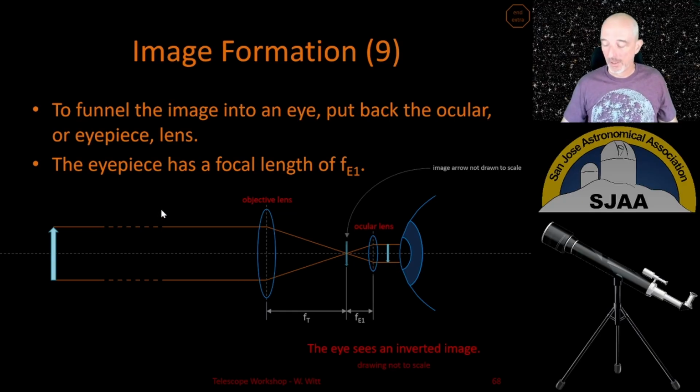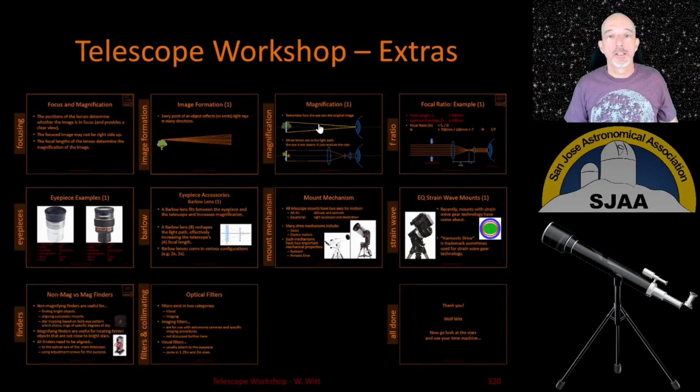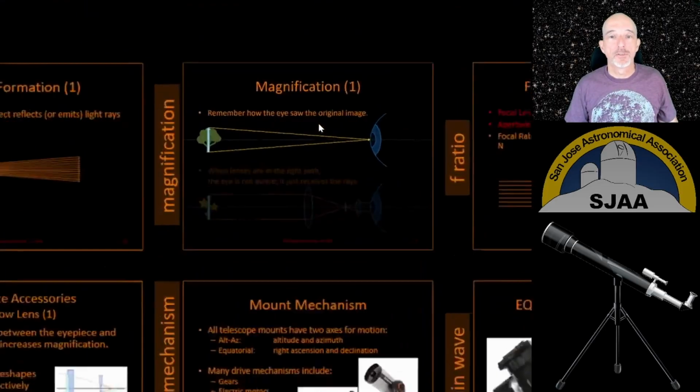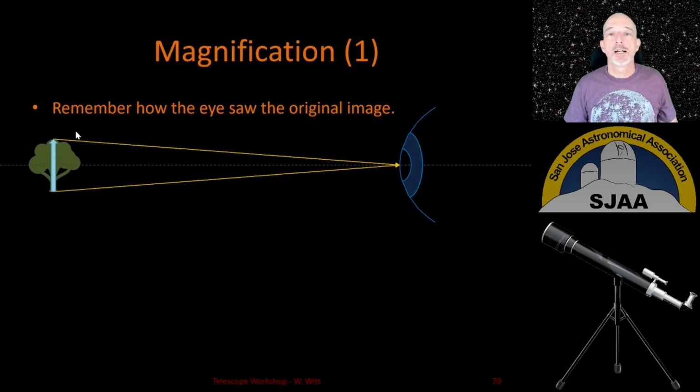Okay, so with that, let's go ahead and jump into magnification. So remember how the eye saw the original image? We had drawn this tree as an example and then used just this arrow as a representation of some generic object that doesn't have to be a tree. And we chose the rays coming from the top and bottom going to the pupil to say, okay, we can think about these rays as a good representation of all the rays that we care about, and then we can think about how the eye sees this image.